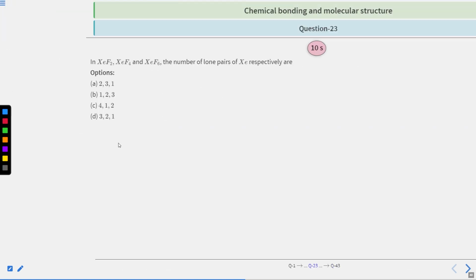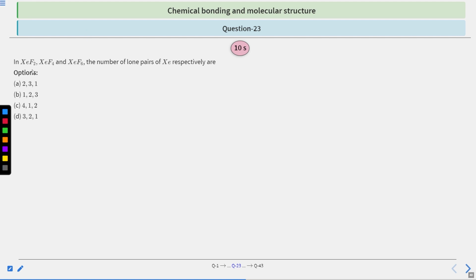Moving on to the next question, that is question number 23. In XeF2, XeF4 and XeF6, the number of lone pairs on Xe respectively are. Options are 2, 3, 1; 1, 2, 3; 4, 1, 2; or 3, 2, 1. You have 10 seconds to solve this question. After that, we will see the answer.